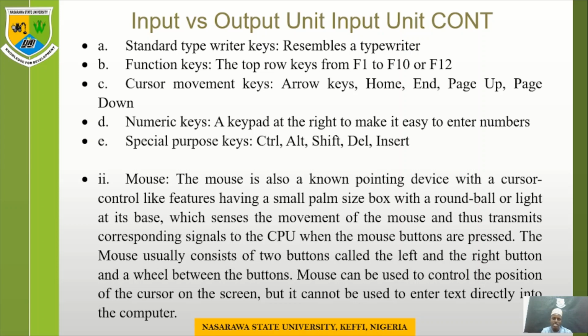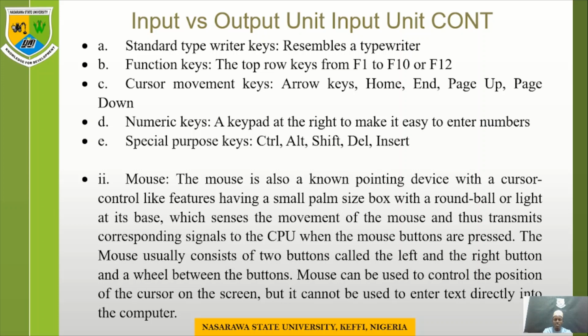Then the numeric keys, which are the number keys from 0, 1, 2, 3, 4 to 9. Then the special purpose keys, which include the control key, alt, shift, delete, and insert. These are the categories of groups of keys on the keyboard.